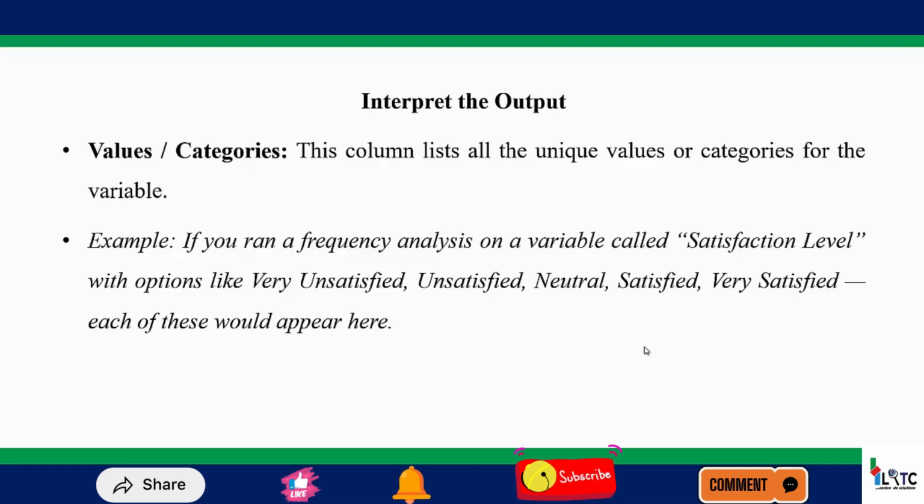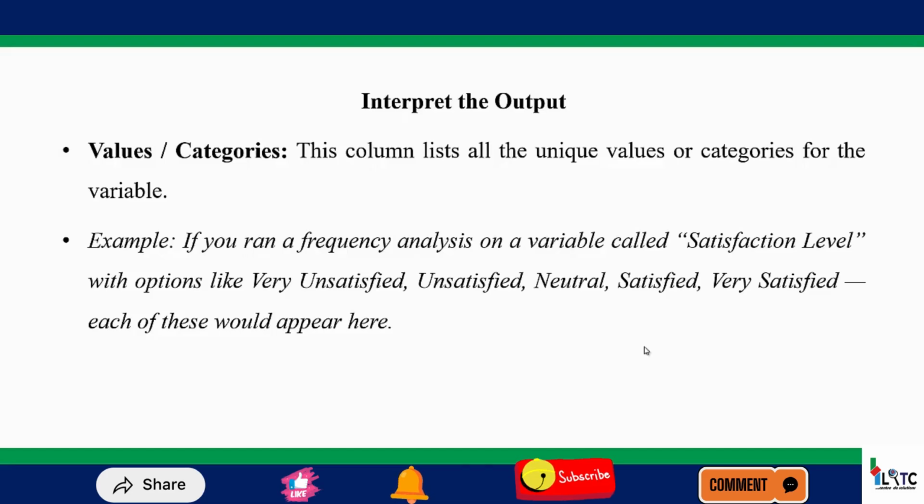The first thing you will see is the value or categories. This column lists all the unique values or categories for the variable. For instance, for the variable gender, we have two categories, the male and the female. So under this particular heading, that is value or categories, you will see male and female.